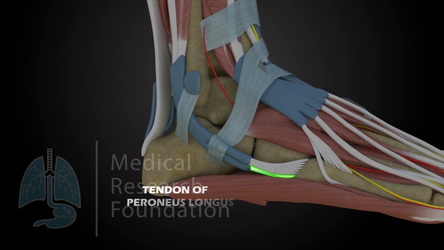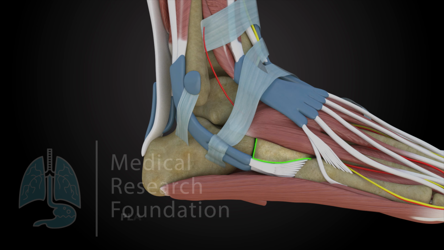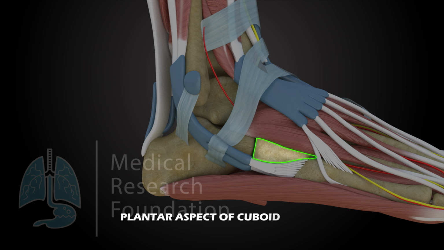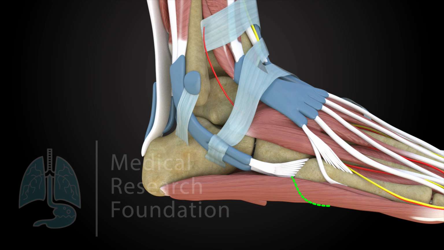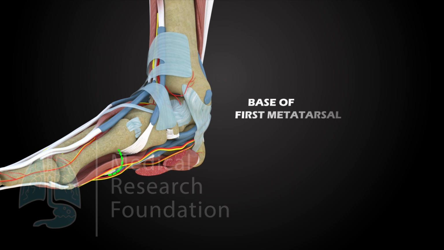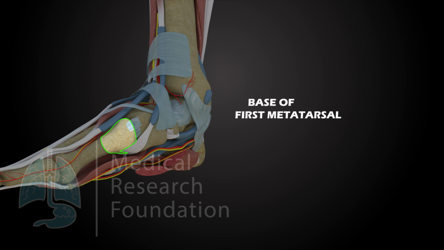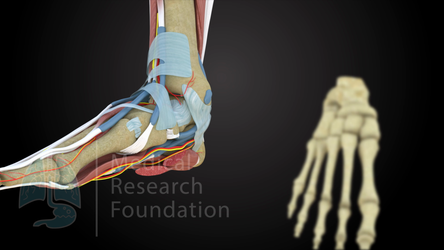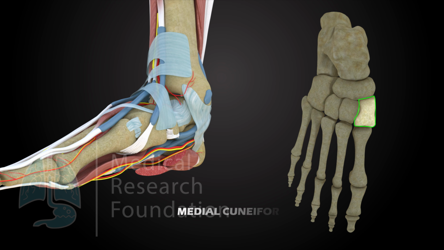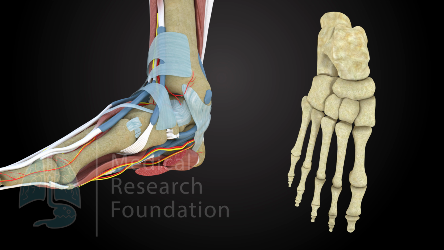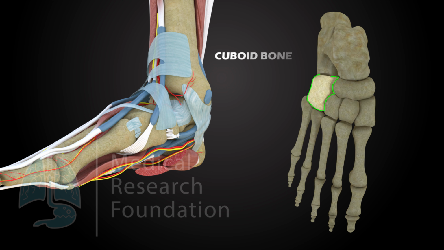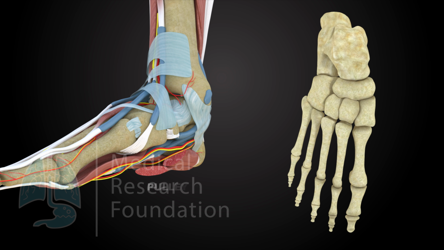The tendon of peroneus longus, which grooves the plantar aspect of the cuboid and courses transversely across the sole, is inserted on the base of the first metatarsal and an adjoining part of the medial cuneiform. It supports the cuboid bone from above through its pulley-like action.